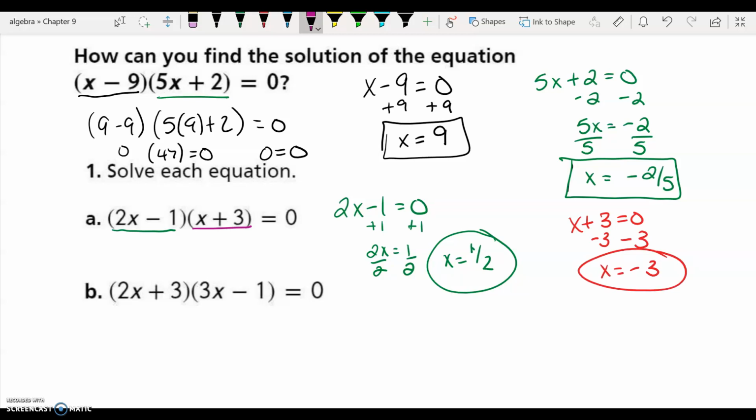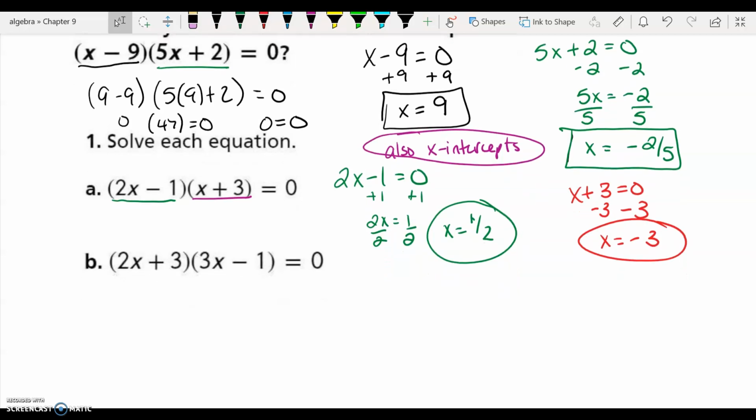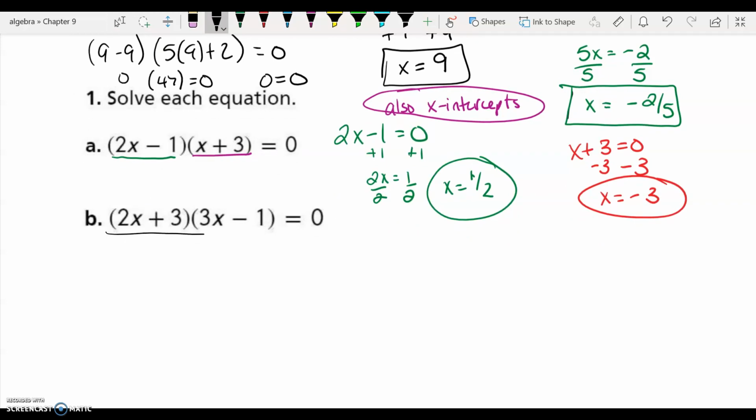The tie into what we've been doing is this is also the x-intercepts. So if you were graphing this, this is where it would cross the x-axis. So solving it is the same as finding the x-intercepts. All right, I want you guys to do this one on your own. There's going to be a question in the video. See if you can get the answer right.